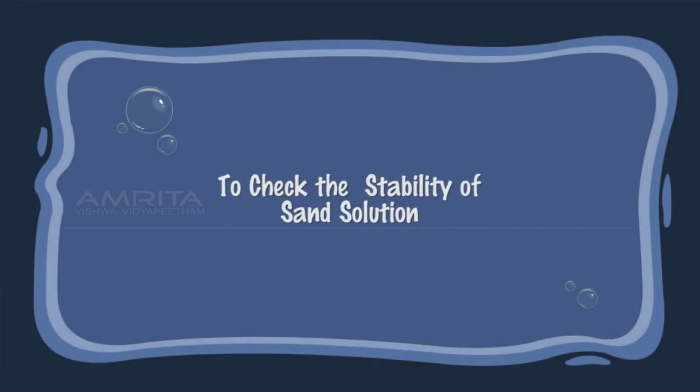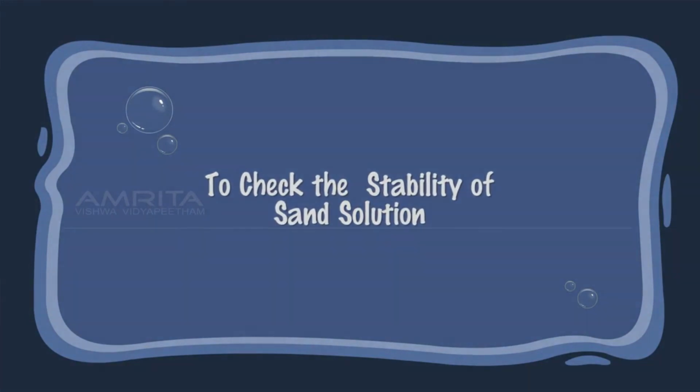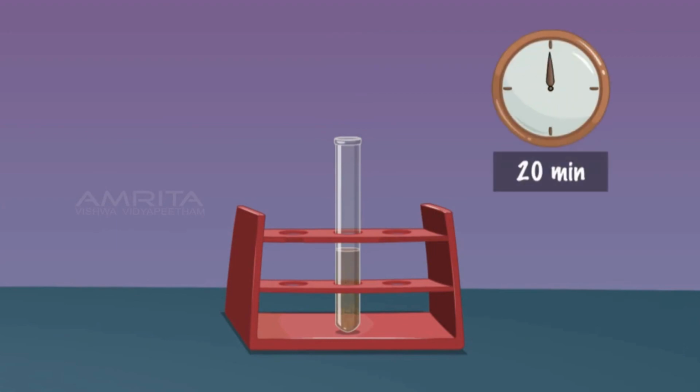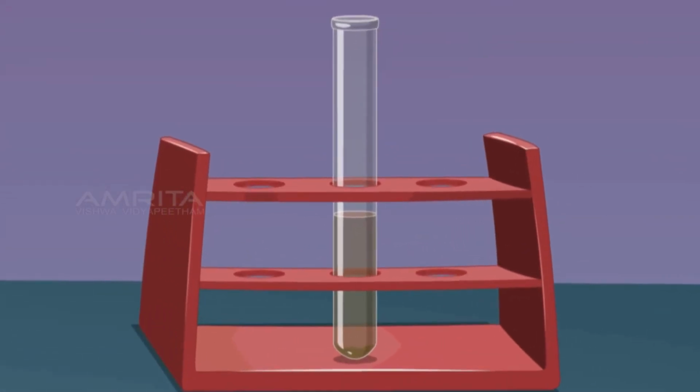To check the stability of sand solution, take some sand suspension in a test tube and leave it in the test tube rack for 20 minutes. You will note a gradual settlement of sand particles at the bottom of the test tube. This indicates that a suspension is unstable and shows settlement of heavier particles.